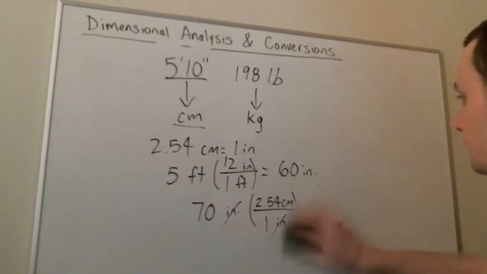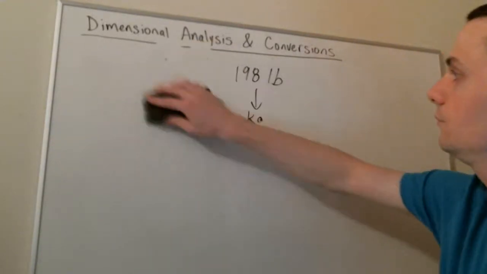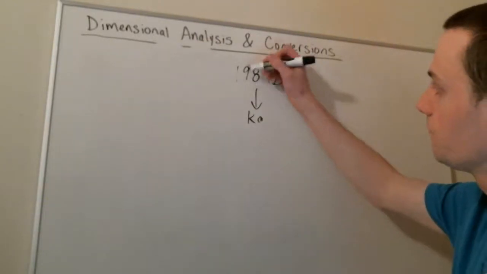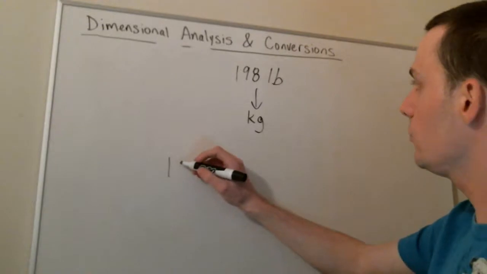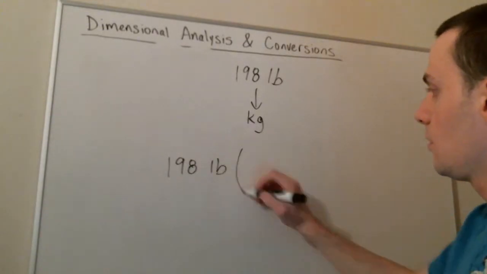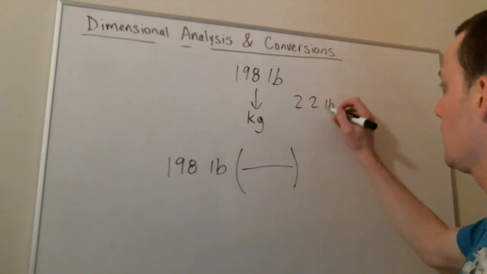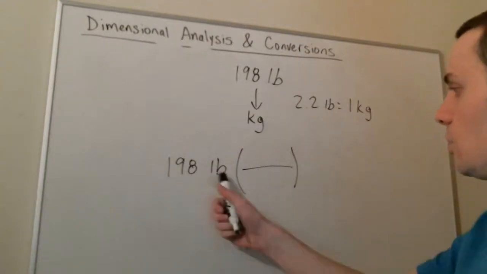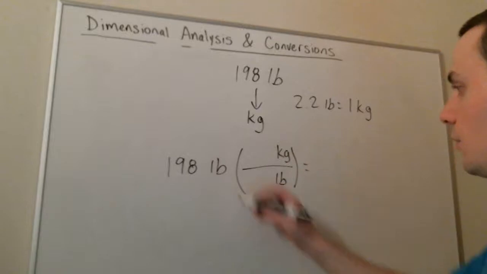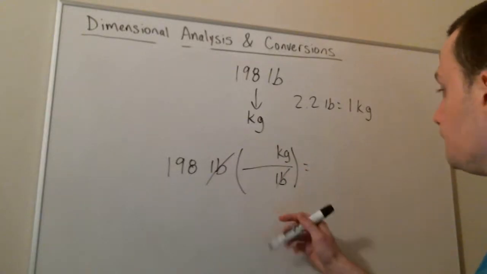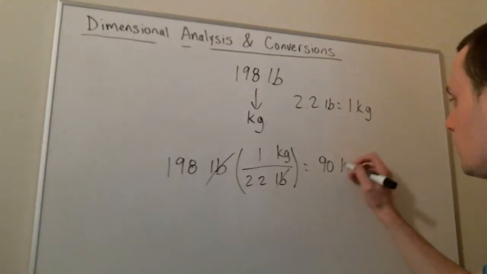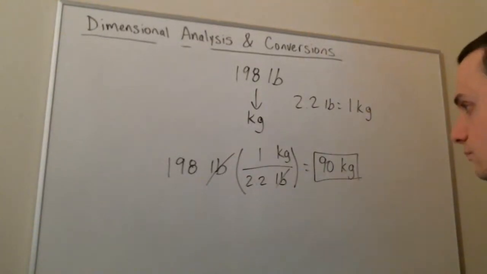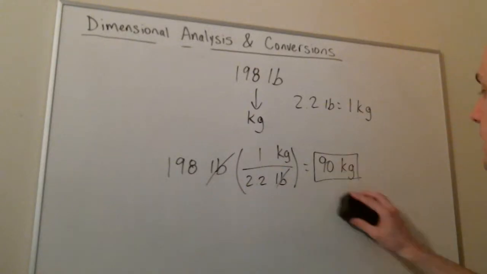Now let's go ahead and convert their weight. The patient weighs 198 pounds. We need to convert to kilograms. So we know that there's 2.2 pounds in 1 kilogram. So we'll put pounds on the bottom and we'll put kilograms on the top. Pounds will cancel out. 2.2 pounds per 1 kilogram. And when you do this division, you should come up with 90 kilograms. So the patient's weight, if they weigh 198 pounds, is the same thing as 90 kilograms.